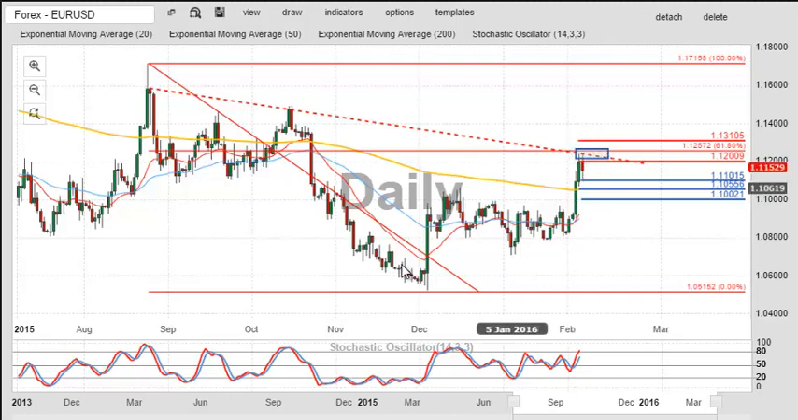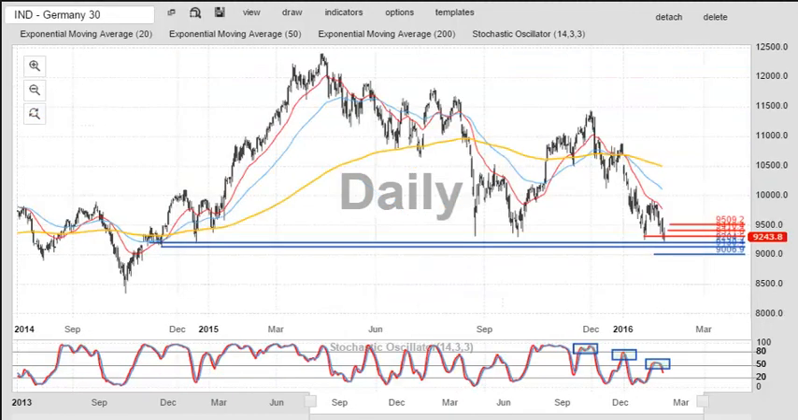These extended levels for euro dollar are causing Mario Draghi a bit of a concern, and obviously all eyes are going to be on his rate decision in March, and most definitely for his press conference in March as well. So that's something that we have to look forward to. Obviously, bullish euro is not really good for DAX.